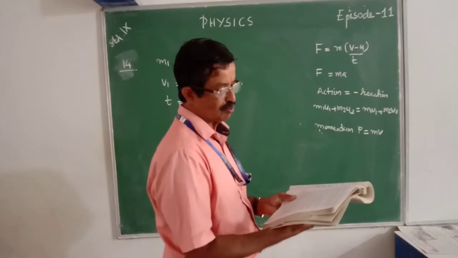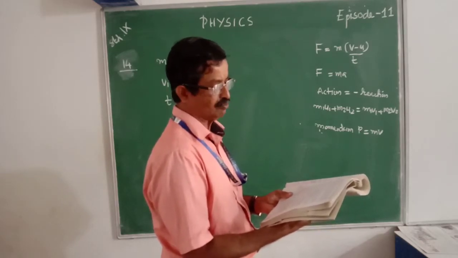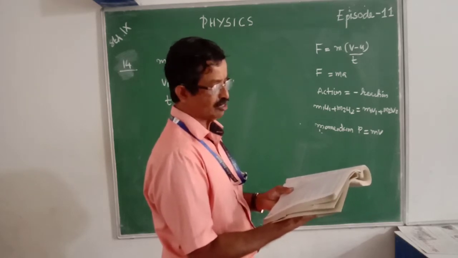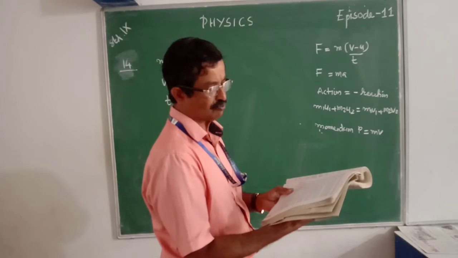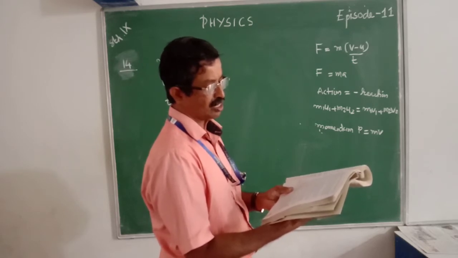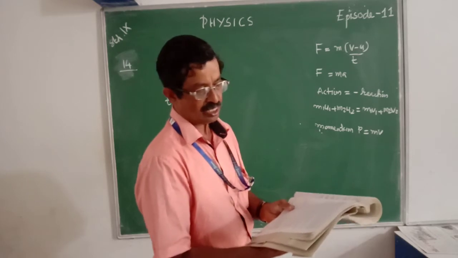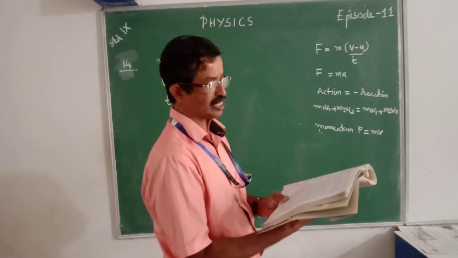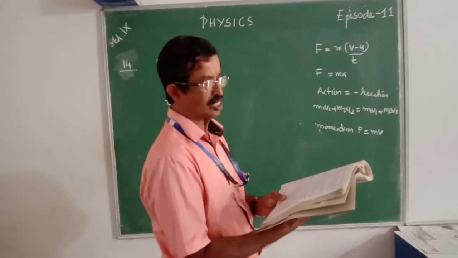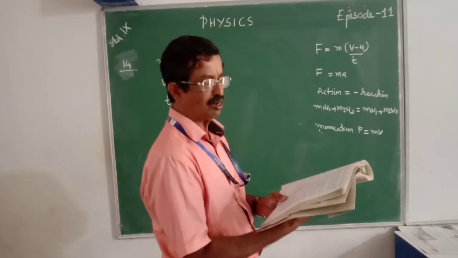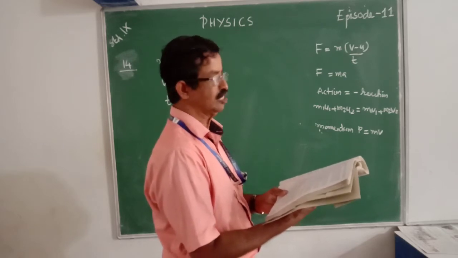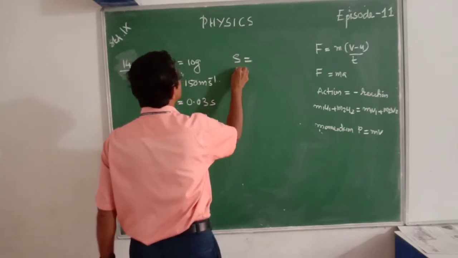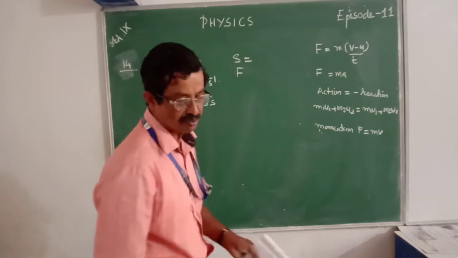Calculate the distance of penetration of the bullet into the block. Also calculate the magnitude of force exerted by the wooden block on the bullet. Two things we want to calculate. First of all, the magnitude of force exerted by the wooden block, and also the distance of penetration of the bullet into the block. Yes, distance of penetration, then force exerted. These two things we want to find out.